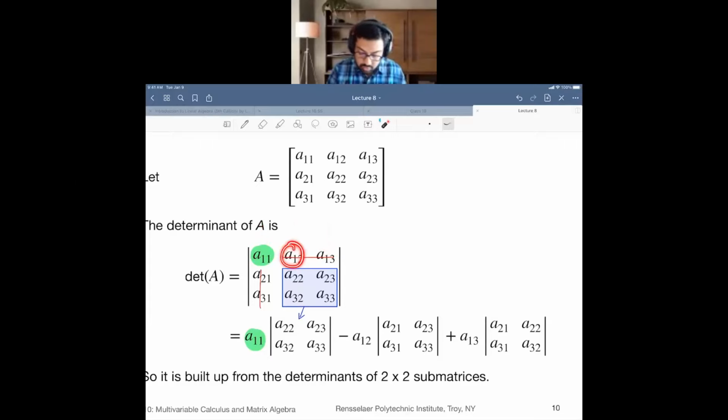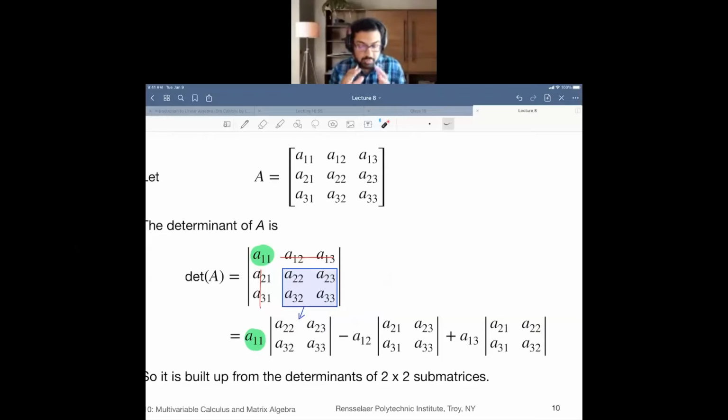For A12, you've got it over here, and the minor that corresponds to that would be: remove this row and this column, and whatever remains, which is A21, A23, A31, A33. The determinant of that will give you your second minor. And similarly, you have A13 multiplied by the determinant of its minor, where you eliminate this row and this column, and you get that, which is over here. The determinant of 2x2 matrices is pretty easy to find, right? You just multiply and subtract, and you get the determinant of that matrix.